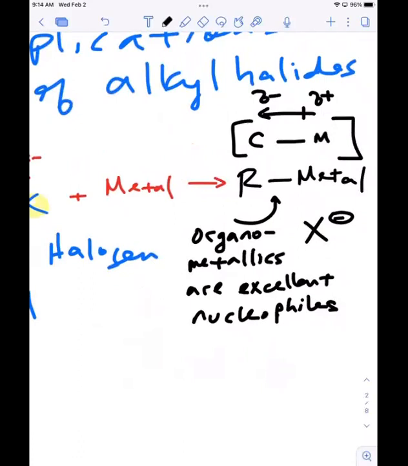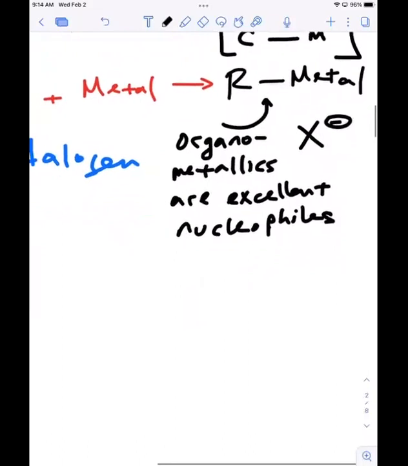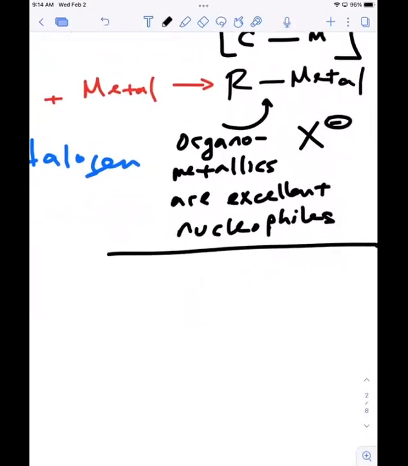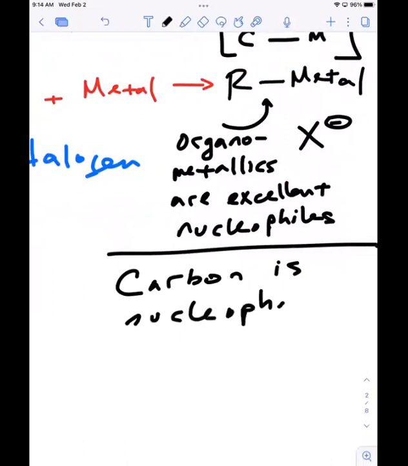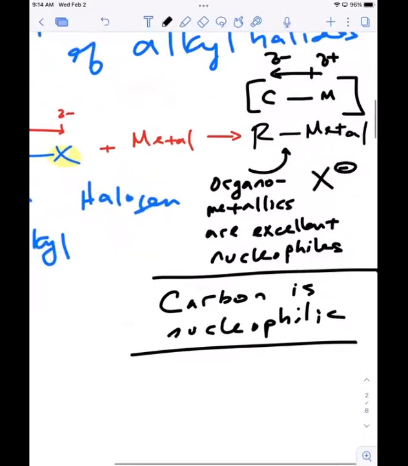When they react with electrophiles, it's the carbon part that's used as the nucleophile. You can see the polarity. The carbon is partially negative, and so anytime you put an organometallic in the presence of an electrophile, it's the carbon that's going to be your nucleophilic atom in that carbon metal bond. So carbon is nucleophilic. The carbon is what's going to supply electrons to whatever electrophile that organometallic reacts with. And again, that is a covalent bond. So there's a shared pair of electrons between the carbon and the metal.